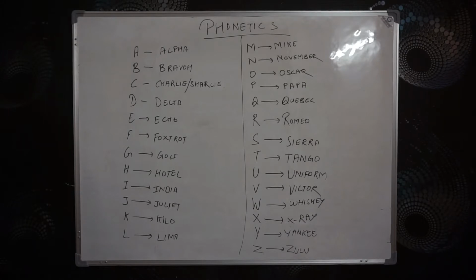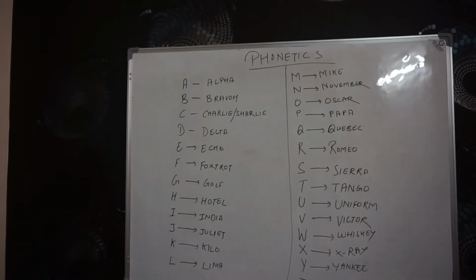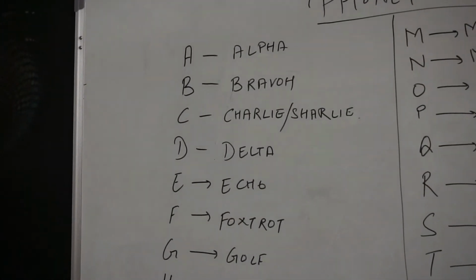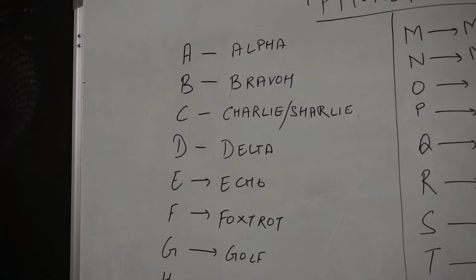So today I'm going to discuss phonetics, which we use while doing RT. You can see I have written all the alphabets from A to Z, and what we transmit in case of A, B, C, D and all. I have written the word also. So let's start from A. A stands for Alpha. If you see A, you have to say Alpha.